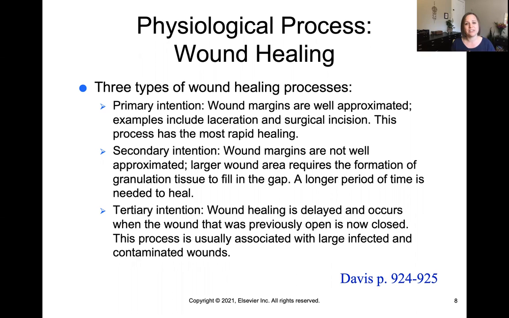So primary intention is ideal. You have a wound, but the edges come close together and the body is able to heal it quickly. Secondary, there's a gap between the edges and the body fills it in with granulation tissue. And tertiary intention, where the body has a big gaping wound that later becomes closed, but is not closed by primary intention.